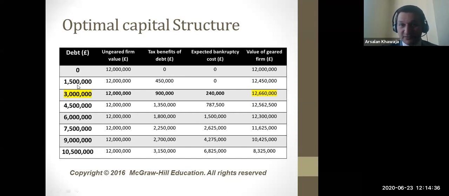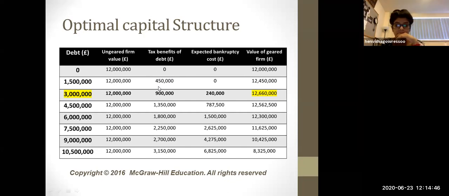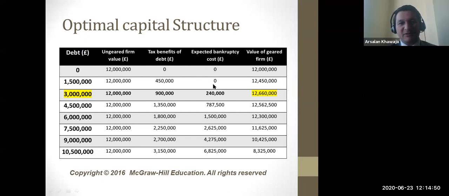If this was shares, you will be paying this as tax. Since this is debt, you are able to save 450,000 pounds worth of tax. Bankruptcy cost at this point in time is zero, because with a value of 12 million, if you take 1.5 million pounds worth of debt, it doesn't really give you a very high bankruptcy cost.